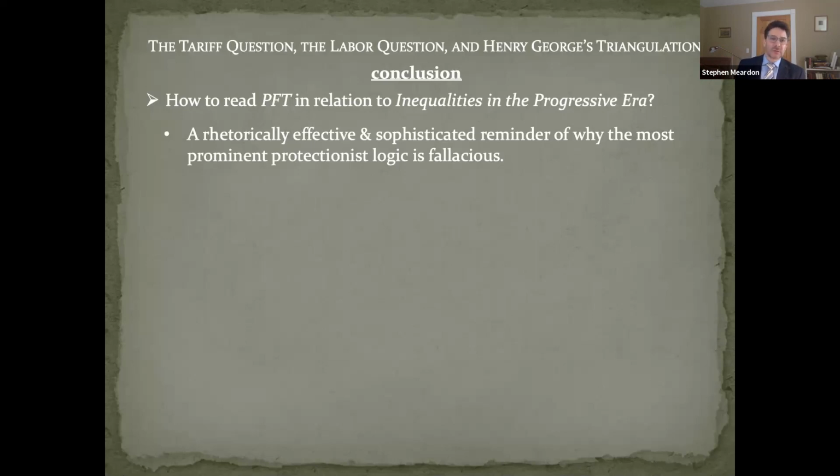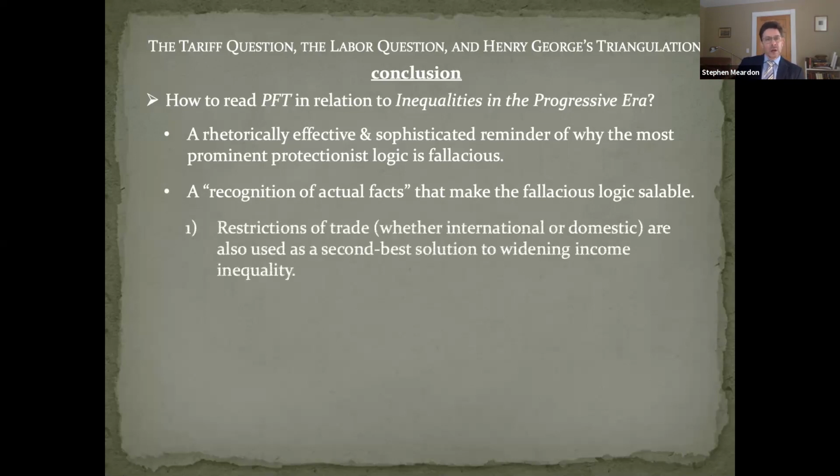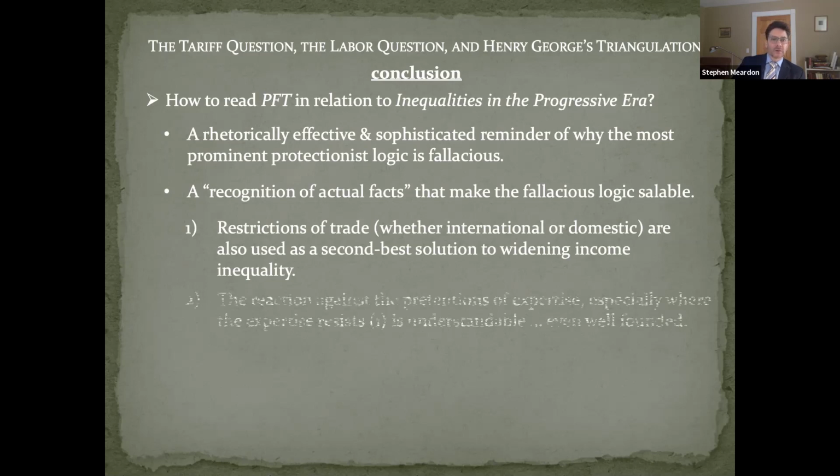It's good to read Protection or Free Trade as a rhetorically effective and sophisticated reminder of why the most prominent protectionist logic is fallacious. It's a recognition of the actual facts about inequality and the persistence of inequality that shows why the fallacious logic that he's opposing, in this case the fallacious logic of protectionism, is nevertheless saleable. There's a kernel of a point in it. And so restrictions of trade, whether international or domestic, are used understandably as a second best solution to widening income inequality. Understandably, that's not to say that they should be, but he's understanding why they are used in this way.